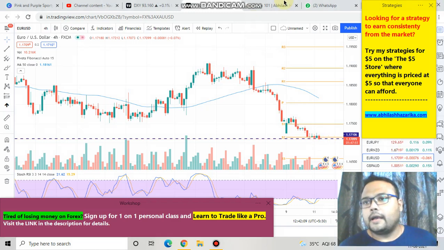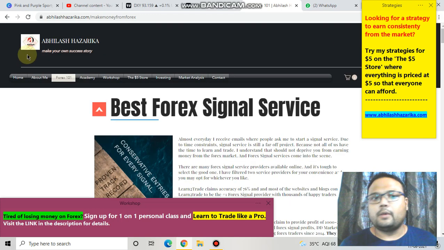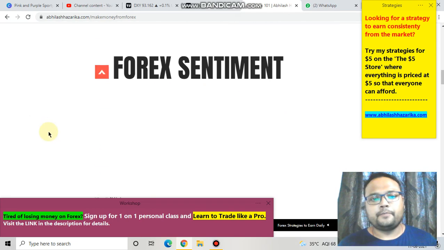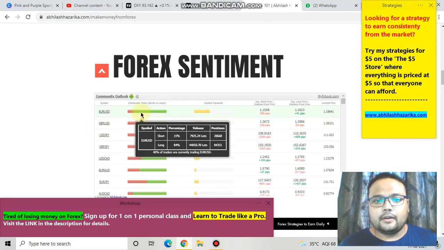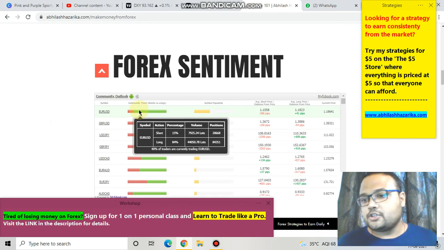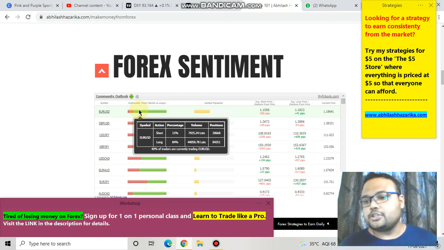And if we go to the Forex sentiment meter here, you'll find the Forex sentiment meter on my website avilashhazarika.com under the Forex 101 section. You can see that only 15% of retail traders have taken a short position, and 84% of retail traders have already taken a long position.